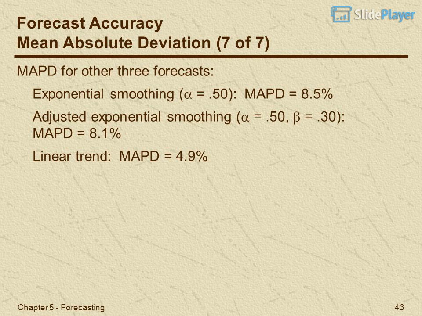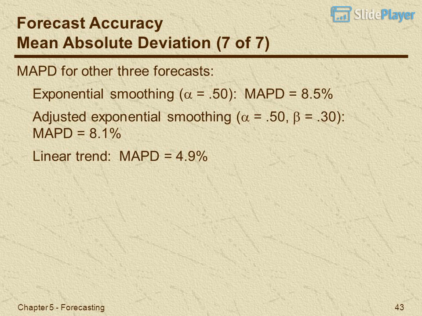Mean absolute deviation, 7 of 7. MAPD for the other 3 forecasts. Exponential smoothing, alpha equals 0.50, MAPD equals 8.5%. Adjusted exponential smoothing, alpha equals 0.50, beta equals 0.30, MAPD equals 8.1%. Linear trend, MAPD equals 4.9%.